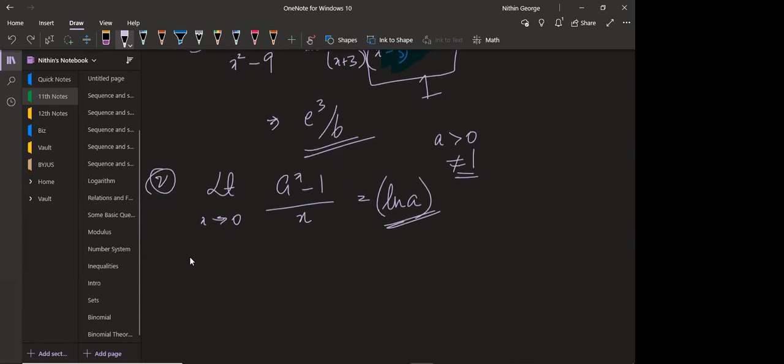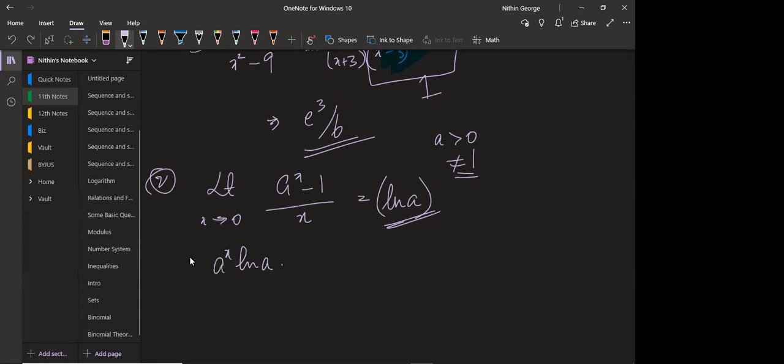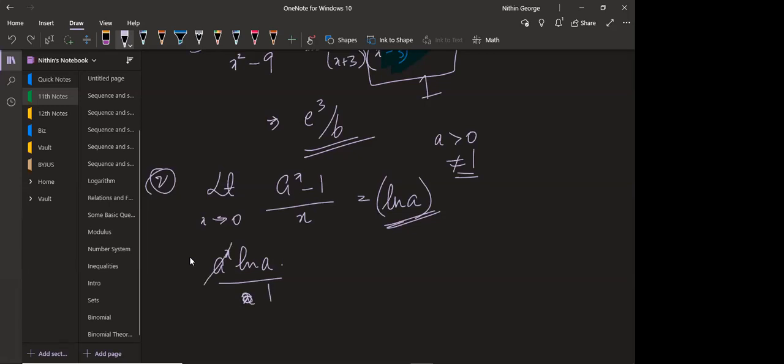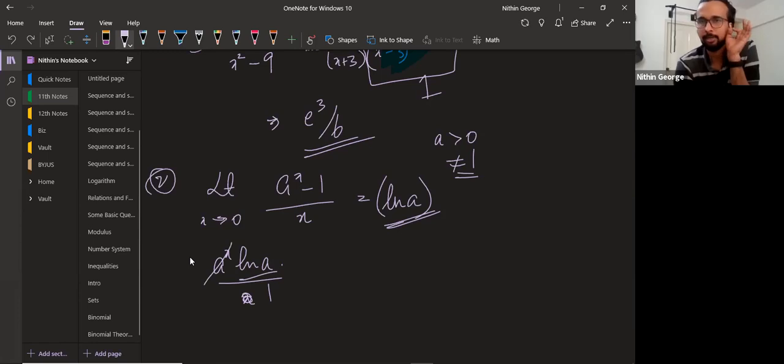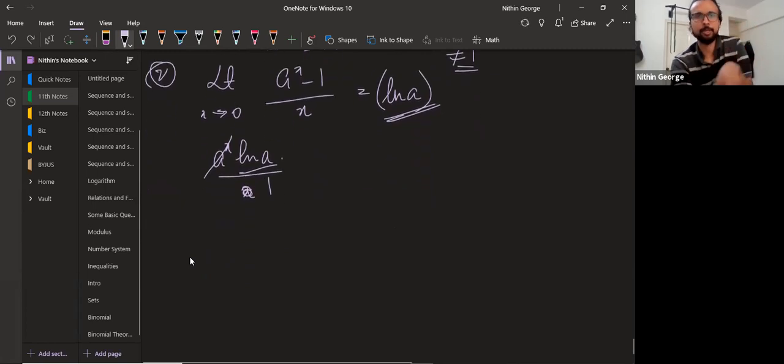Now, a power x, if you differentiate, what do you get? ln a into a power x. And the denominator becomes 1. When you put x as 0, a power x becomes 1, and you're left with ln a. That's the rule explanation. Generally, what you do is you expand it and then deal with it, but that is not required right now. Okay, so let's move ahead to the next formula.